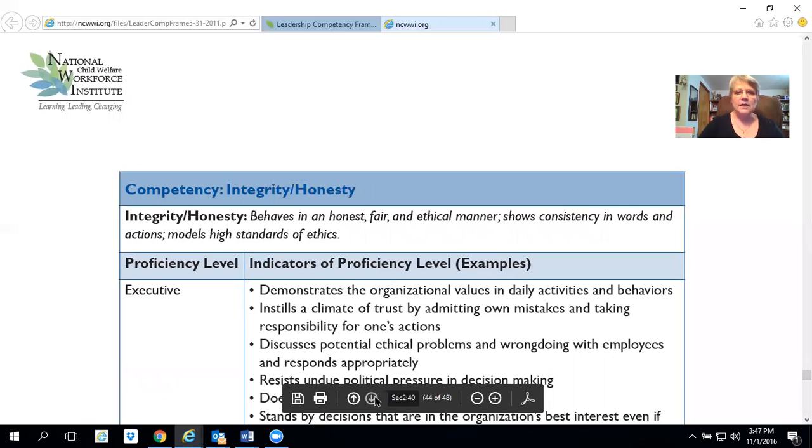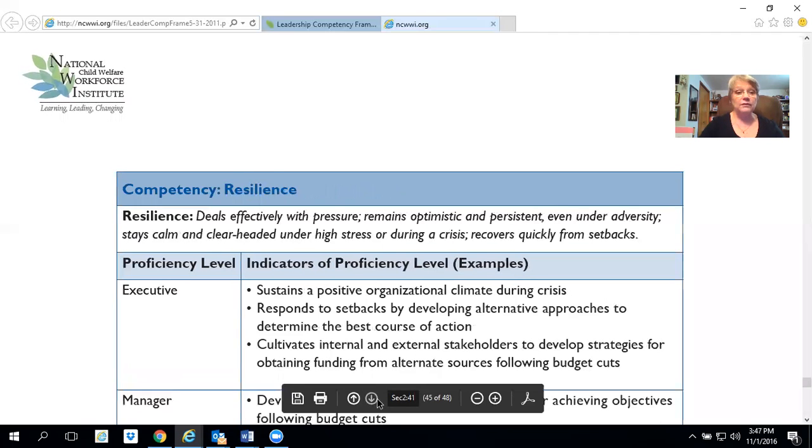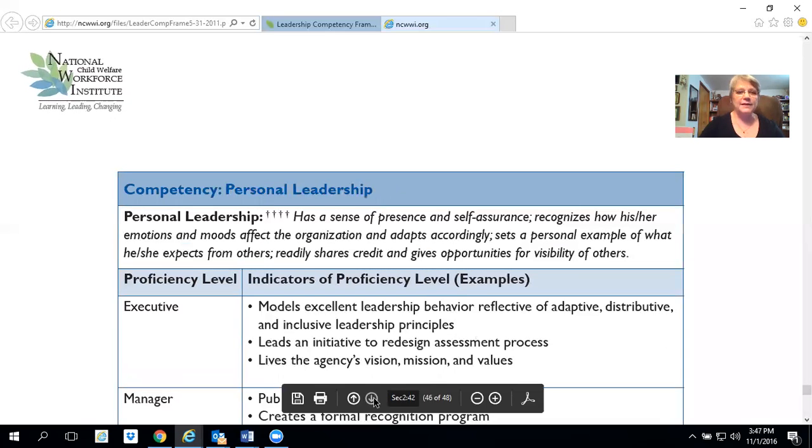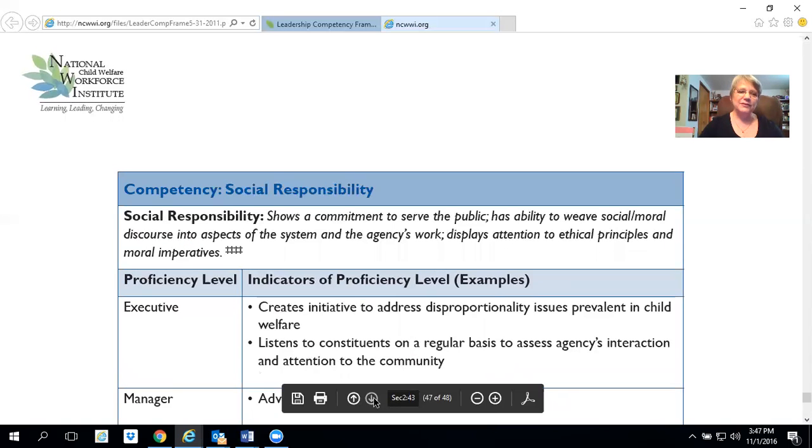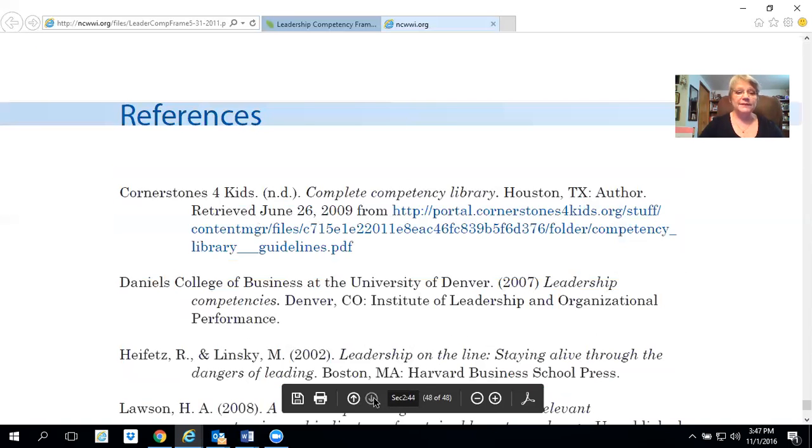Integrity and honesty. Perhaps you interviewed someone who really helped you understand the importance of that in child welfare. Resilience, dealing effectively with pressure and remaining optimistic and persistent. Maybe you learned something about how to achieve resilience as a competency. That would be great. Personal leadership, having a sense of presence and self-assurance. Perhaps the person you interviewed really helped you develop your own awareness and skills in personal leadership or social responsibility.